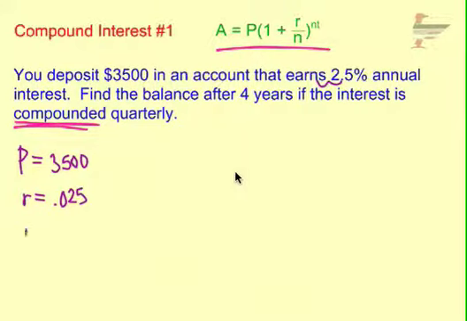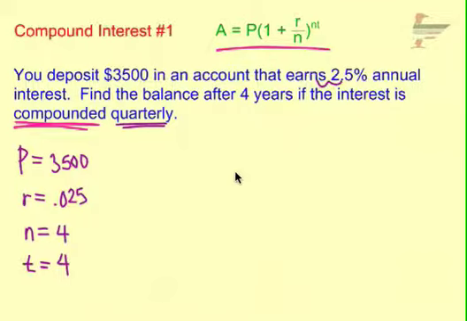The N stands for number of compounds per year. We're compounding quarterly, so quarterly means that's going to happen 4 times a year, so our N value is a 4. And our T is time. How many years are we talking? In this problem, it is 4 years.